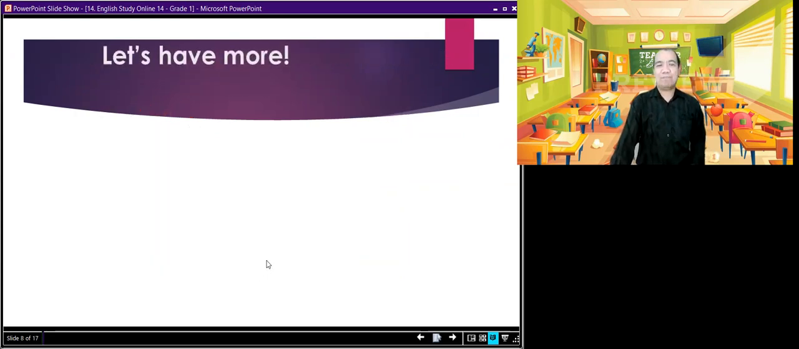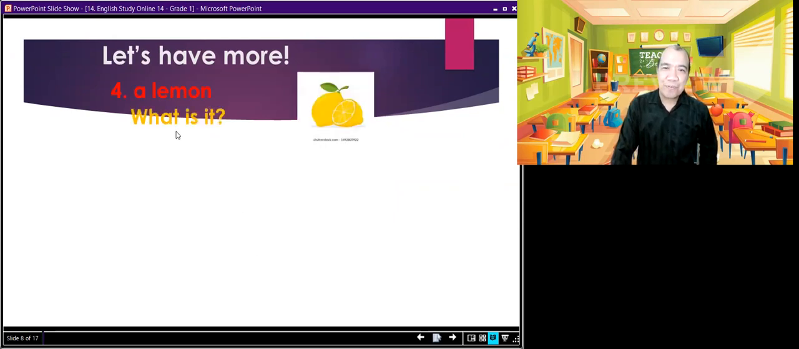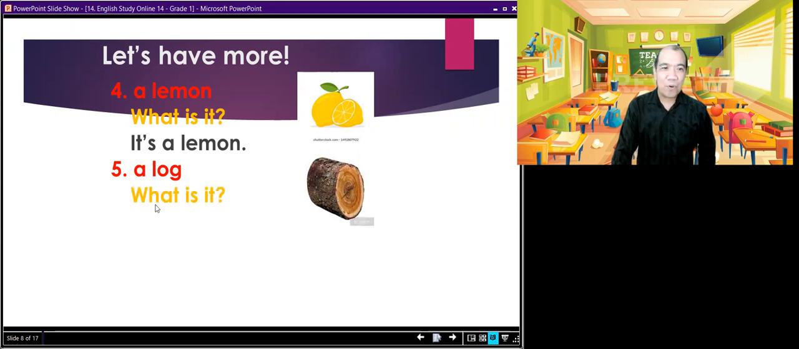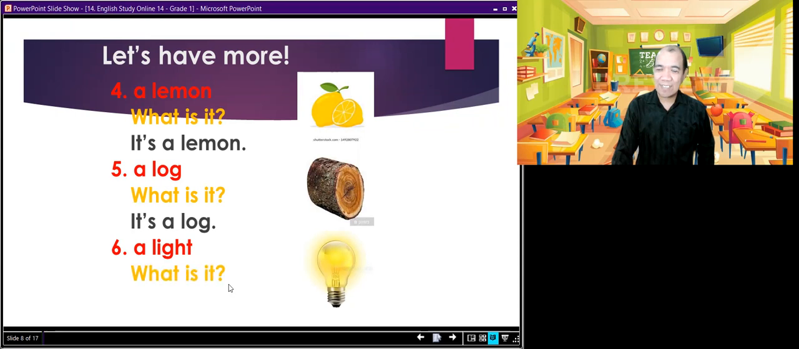Now let's have more. A lemon. What is it? It's a lemon. Number five, a log. A log. What is it? It's a log. Number six, a light. A light. What is it? It's a light.